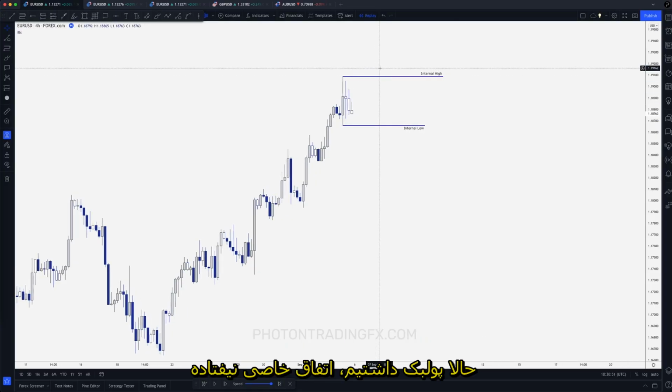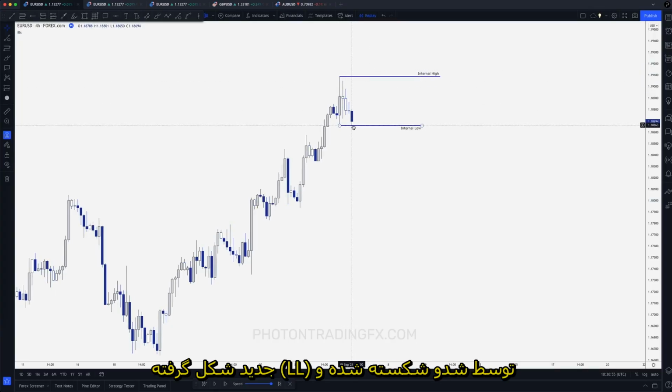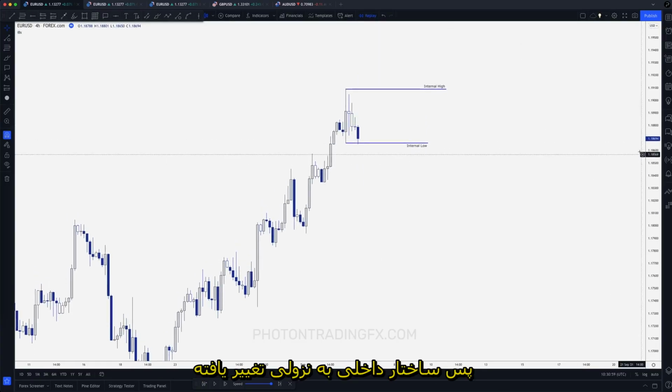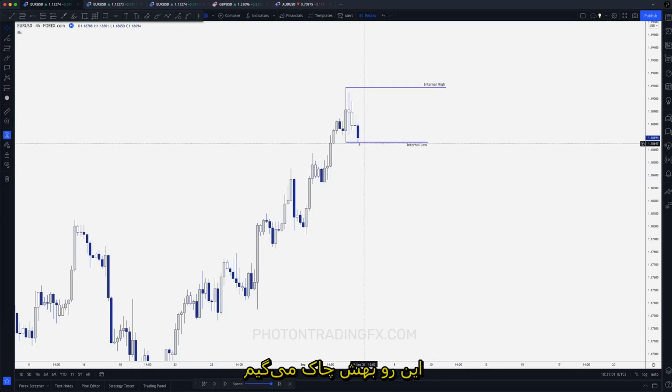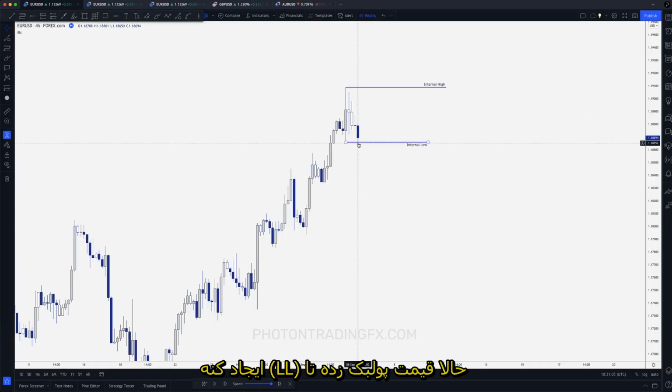Now we've pulled back. Nothing's happening. Now we have taken out that internal low. Remember, all we need is a wick break to form a lower low. So now the internal structure for me has switched bearish. This is what I call a change of character. So now price has pulled back to form a lower low.